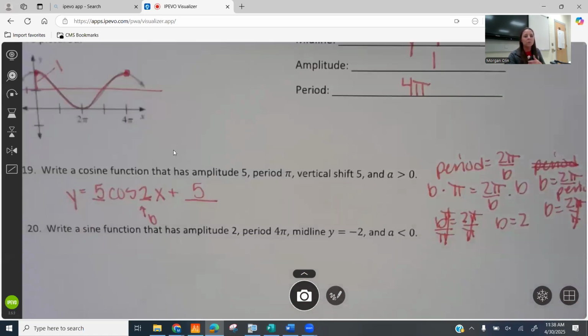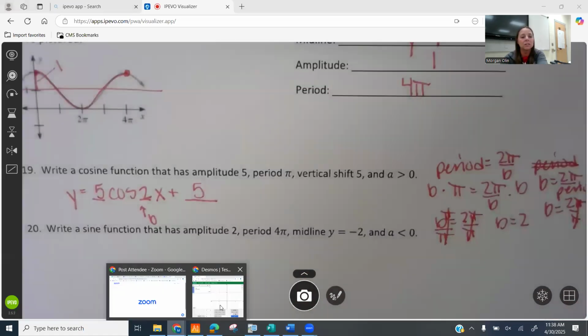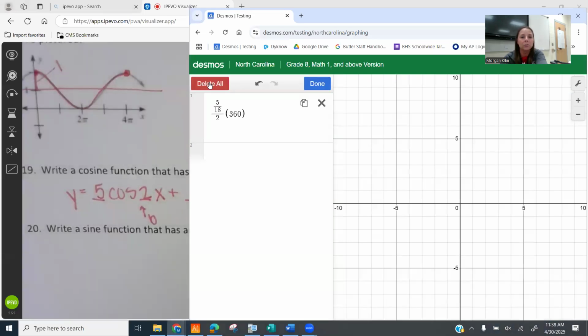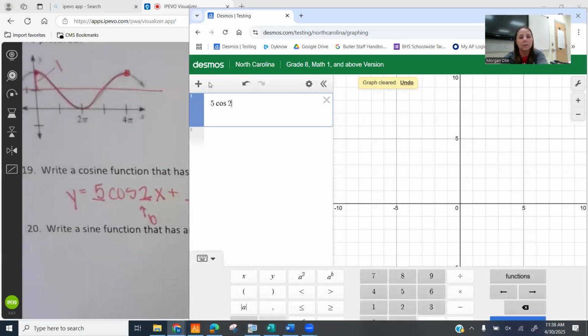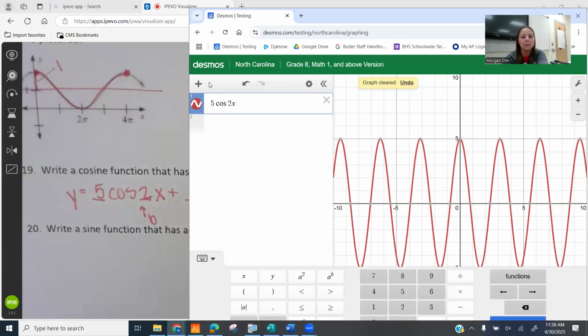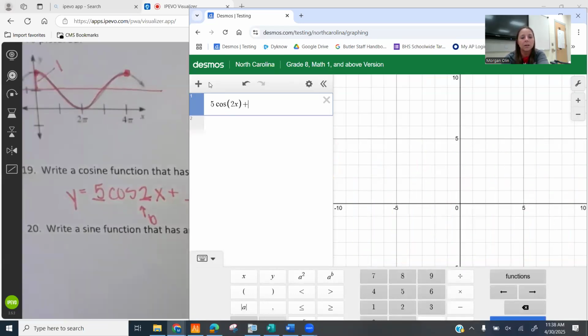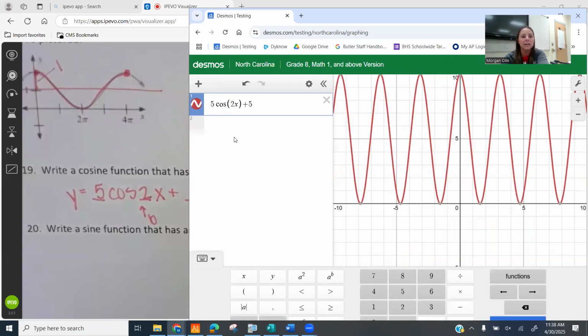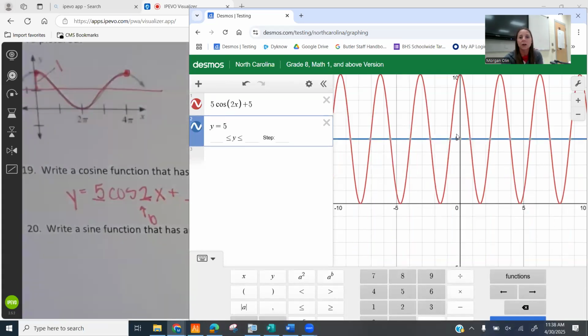All right, and then if you graph this, just to double check it, always graph what you've read. 5 cosine of 2x, just make sure it's in radians. Make sure you put the 2x in parentheses. So I backed up and did that. Plus 5. All right, our midline or our vertical shift should be at y equals 5. Here our amplitude, yes, is 5.